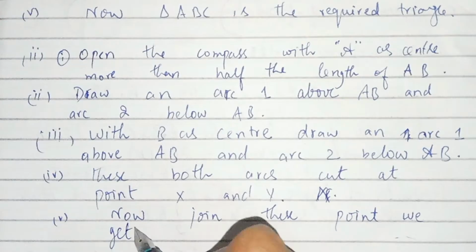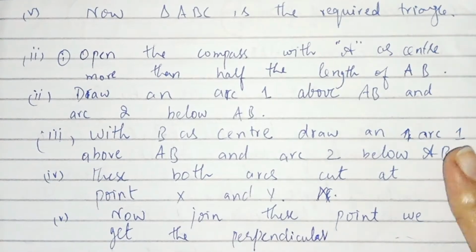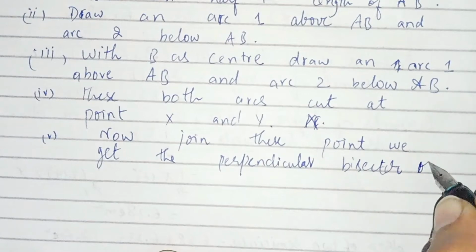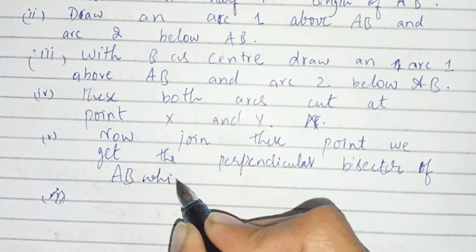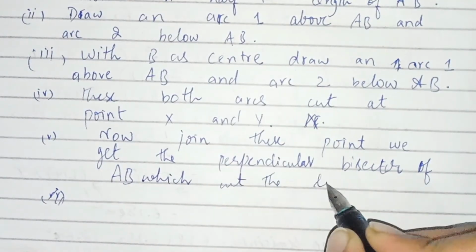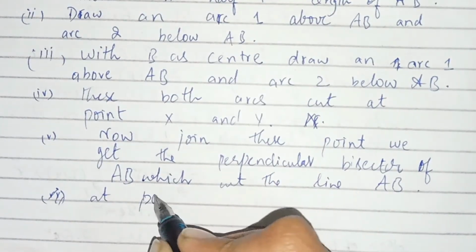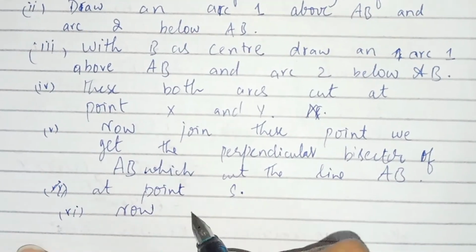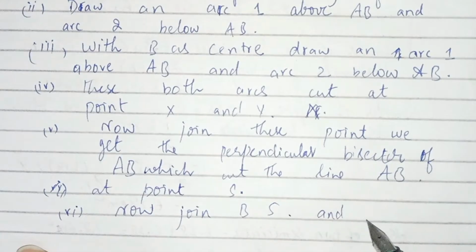We get the perpendicular bisector of AB, which cuts the line AB at point S, and now join B and S and measure it.